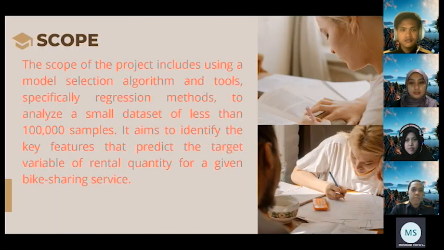Next. For the scope, the project includes using a model selection algorithm and tools, specifically regression methods, to analyze a small data set of less than 100,000 samples. It aims to identify the key features that predict the target variable of rental quantity for a given bike sharing service.